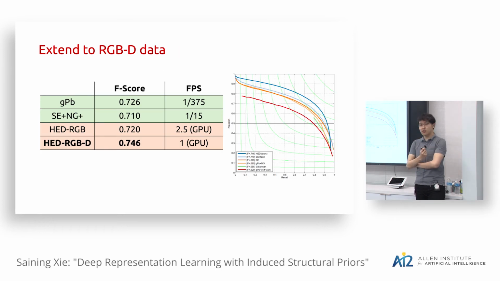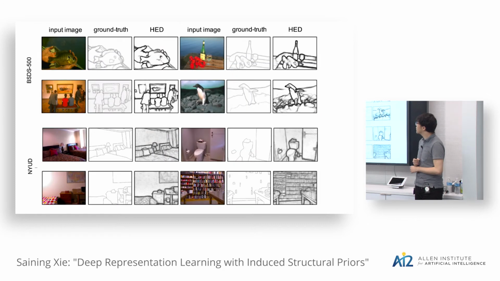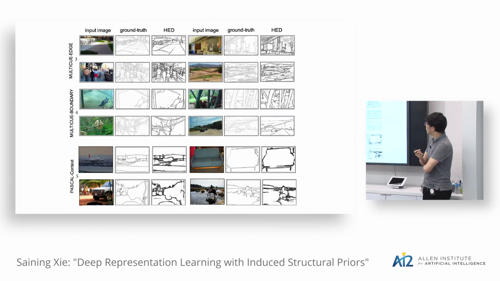Because we're using a deep learning architecture, it's really flexible to extend to different data modalities. We can process RGB-D data as well. Everything is pretty much similar, and we can achieve much better performance. Here are some qualitative results of our edge detection system. And here are more.